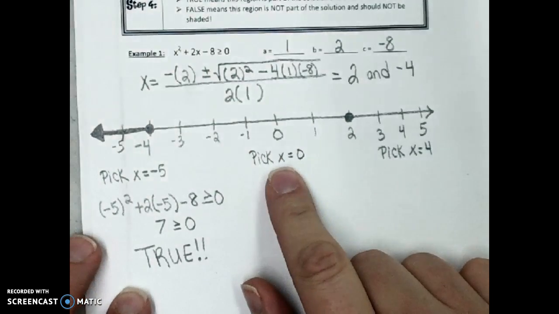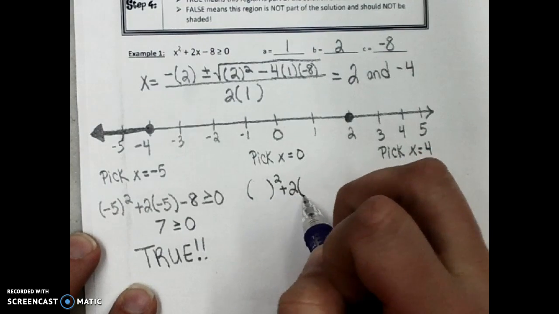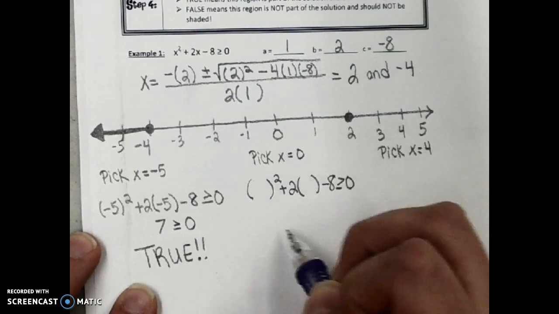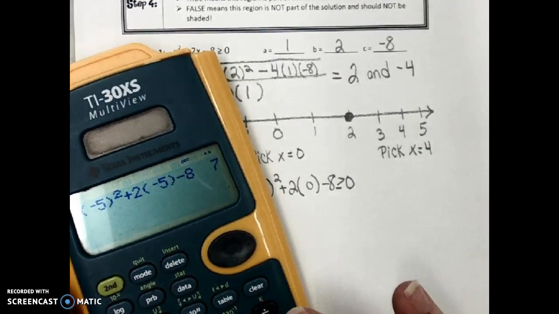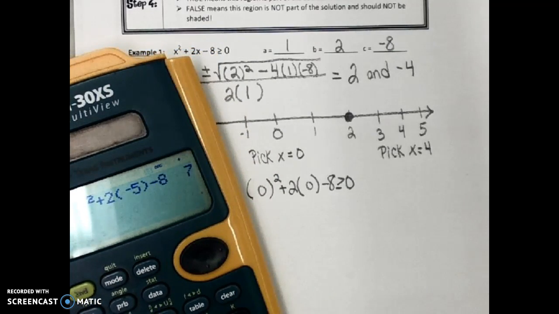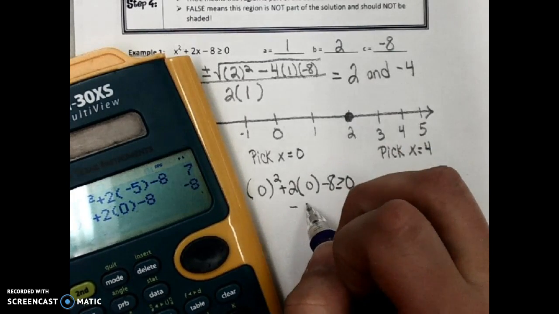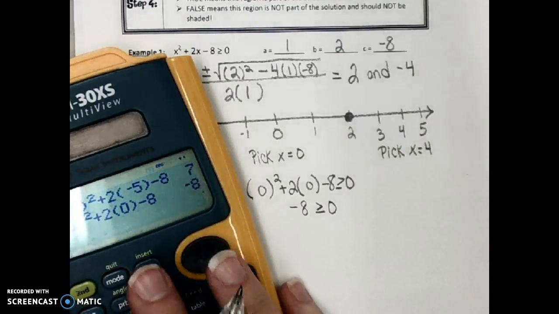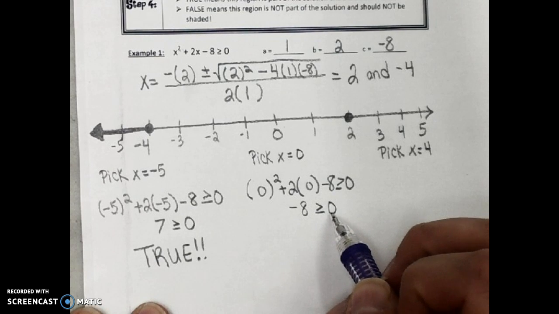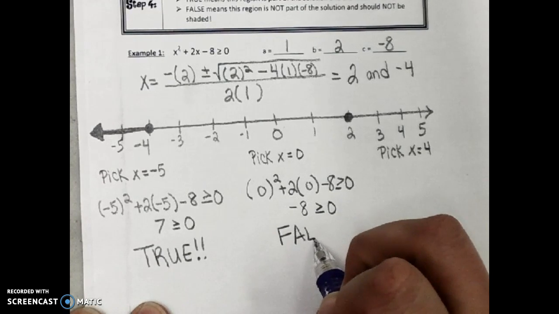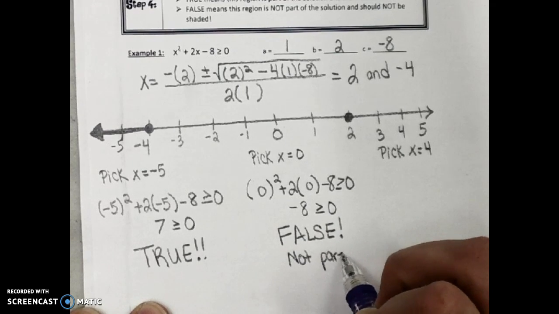I'm going to test x equals 0. I'm going to plug back into the original. For every x, I will now put 0. So I plug in 0. I grab my calculator. Once again, I plug it in. I do 0 squared plus 2 times 0 minus 8. I receive negative 8 greater than or equal to 0. And I ask myself, is it true that negative 8 is greater than or equal to 0? And the answer is no. That is false. If the answer is no, then it is not part of the solution. I do not shade it.